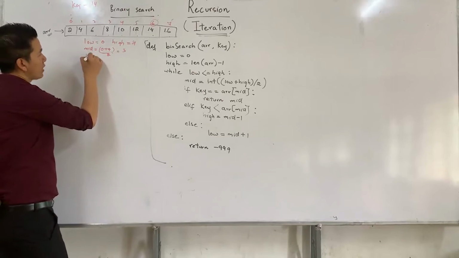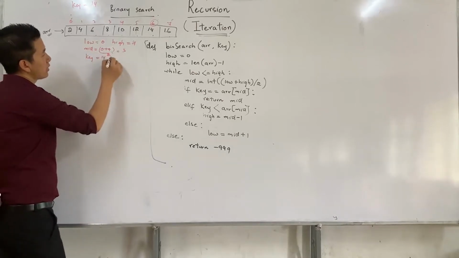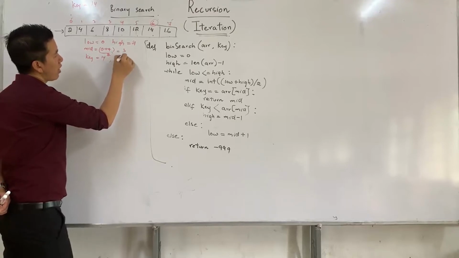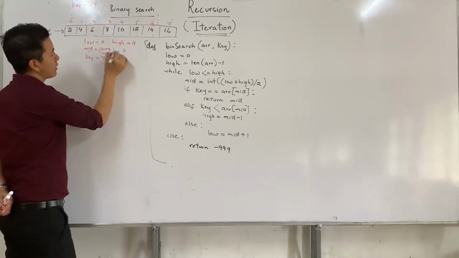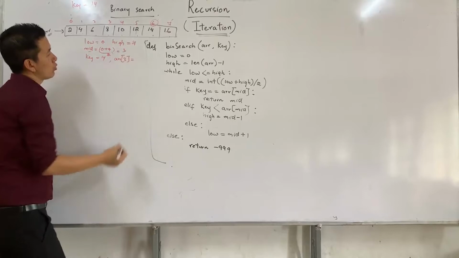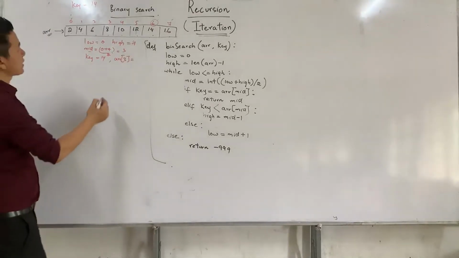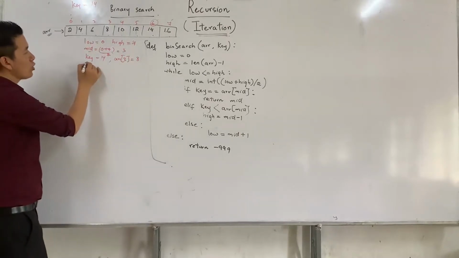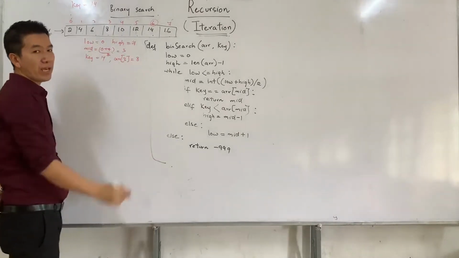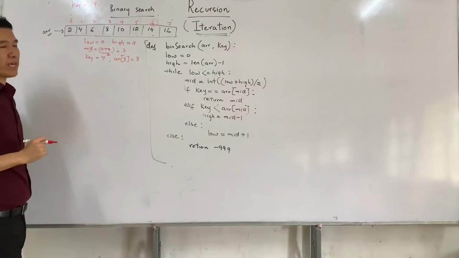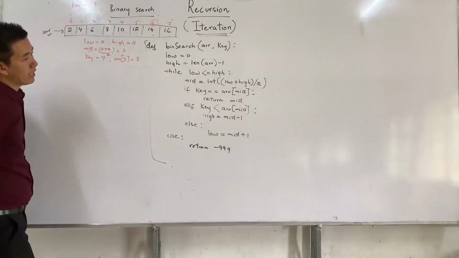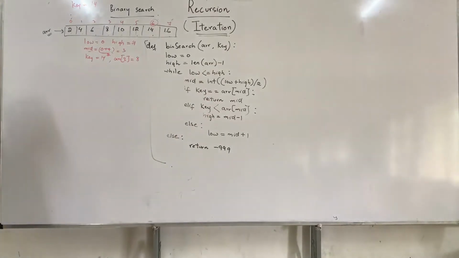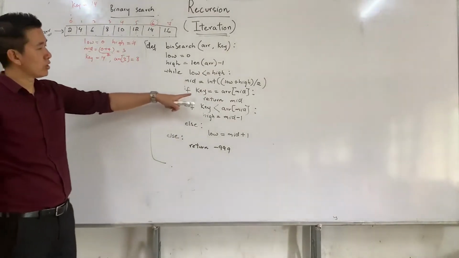The value of key is 14. The middle element will be represented by ARR of mid. Mid is 3. So what do you have at index number 3? You have 8. So you now have the value of key as 14, and the value of ARR of mid, or ARR of 3, as 8. Let's do the comparison. Key is equal to ARR of mid. Is 14 equal to 8? The condition is false.